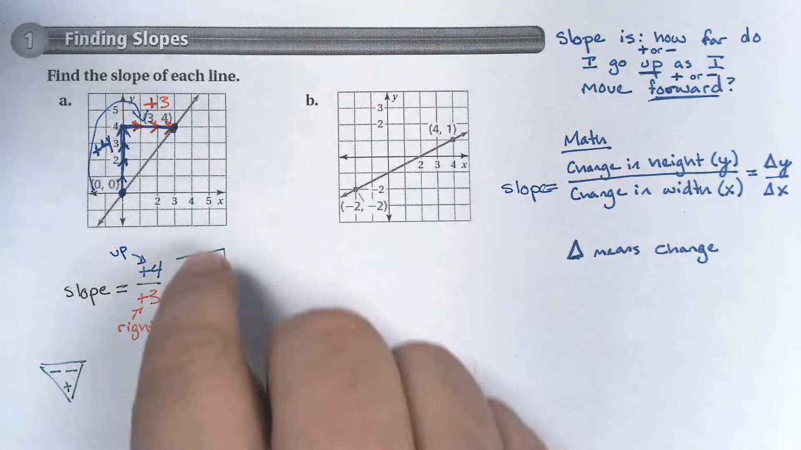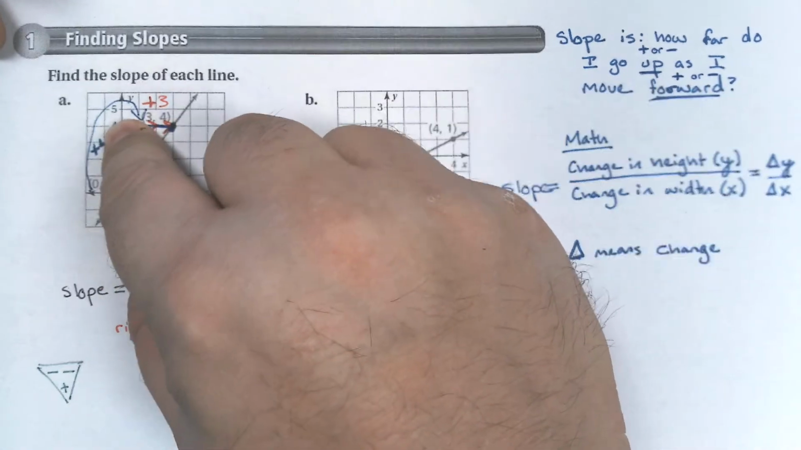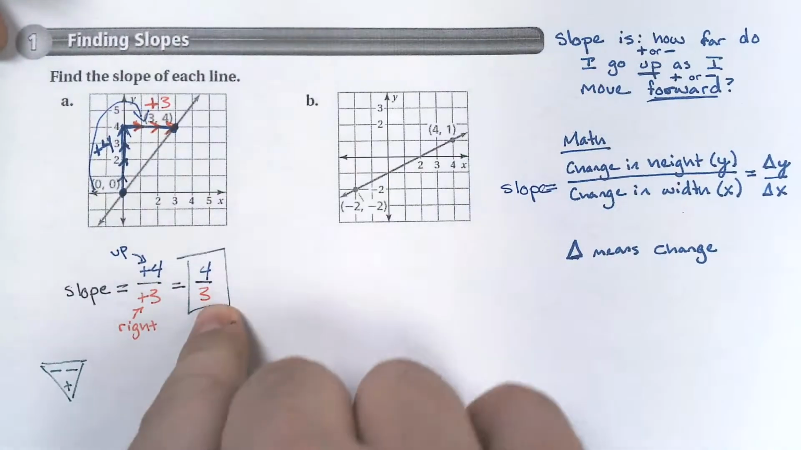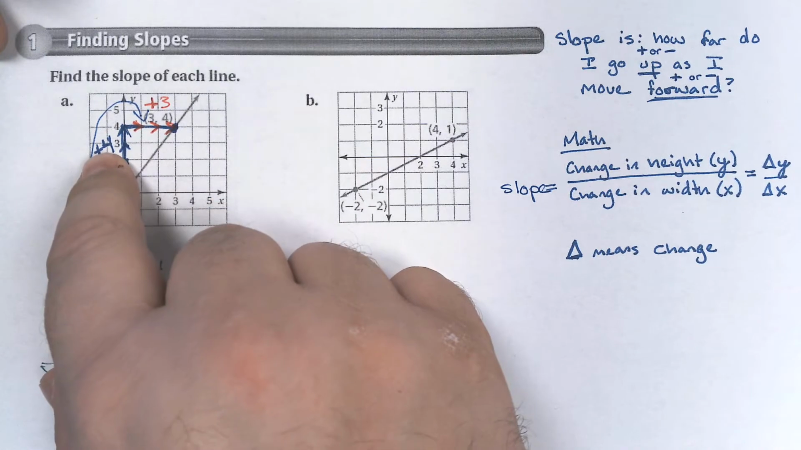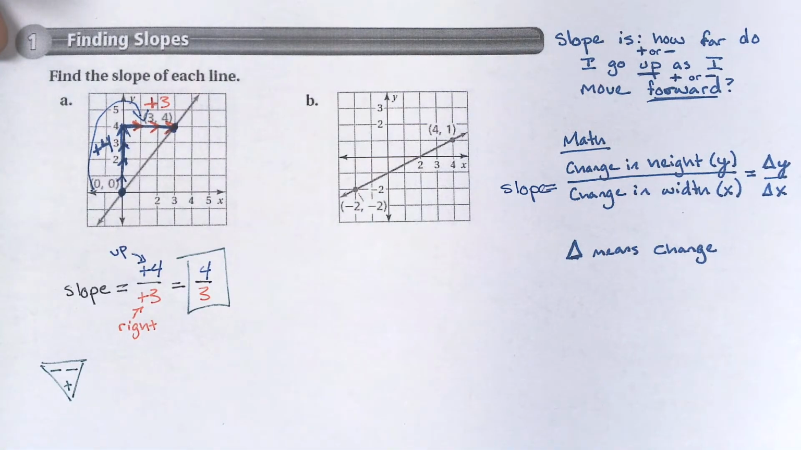My slope is 4/3 for this graph because I went up 4 units, that's my numerator, then I went over 3 units, and it was up, so it's positive, and it's right, so it's positive as well.